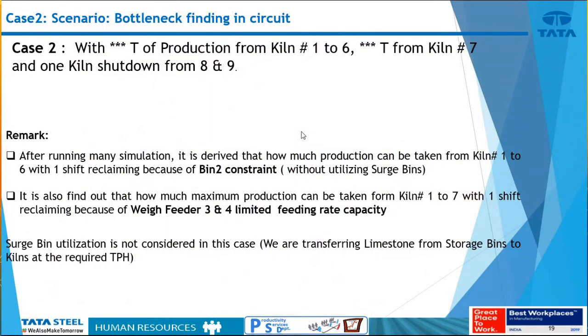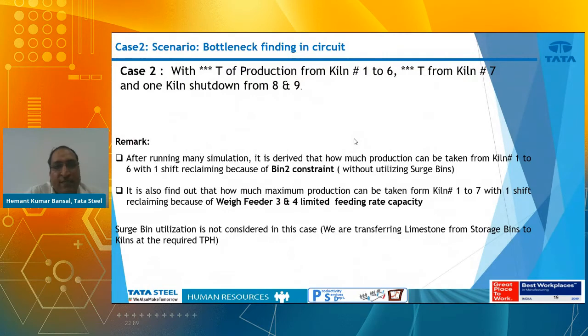After that, we ran the case 2 scenario to find the bottlenecks in the circuit. We found that bin 2 is one constraint, so because of that, from kiln number 1 to 6, we can take only a limited quantity of production. We have found that quantity. Weigh feeder 3 and 4 is also another constraint, so from kiln number 1 to 7, we can also take only that much production.